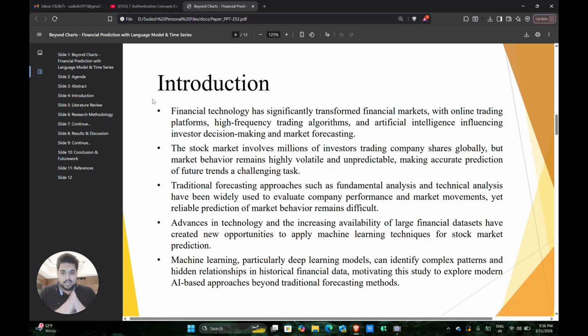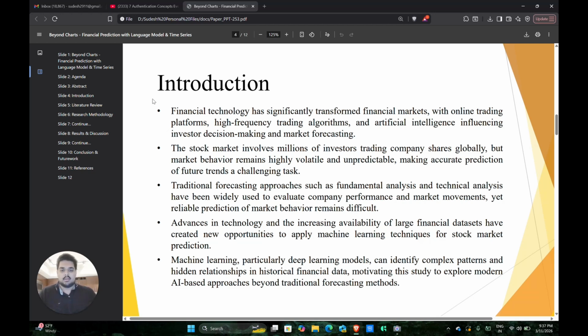It's very unpredictable. So making predictions of the future has been a challenging and risky task. The traditional forecasting approaches such as fundamental analysis and technical analysis, which we might all have heard about when we talk about the stock market, have been widely used to evaluate the performance of a company and the market movements. Some of the things which come to my mind right away are the Bollinger Bands in technical analysis and the 200-day moving average. Yet reliable prediction of the market behavior remains difficult, no matter how many markers or tools you try to use.